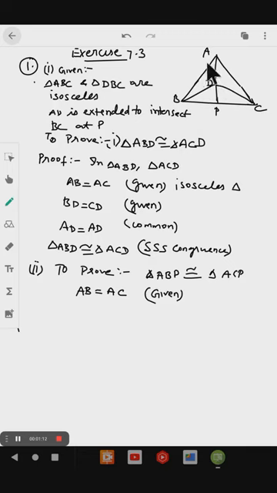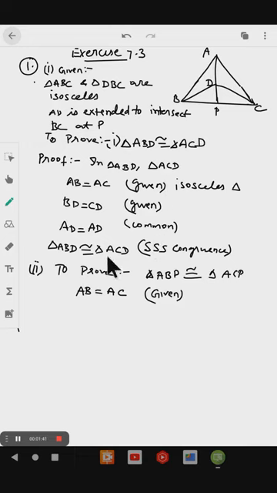From these two triangles, AB equals AC because of the isosceles triangle. Triangle DBC is also isosceles, so BD equals CD. This is also given. And AD is common to these two triangles. So by SSS congruence, triangle ABD is congruent to triangle ACD. Then we'll go for the next question.